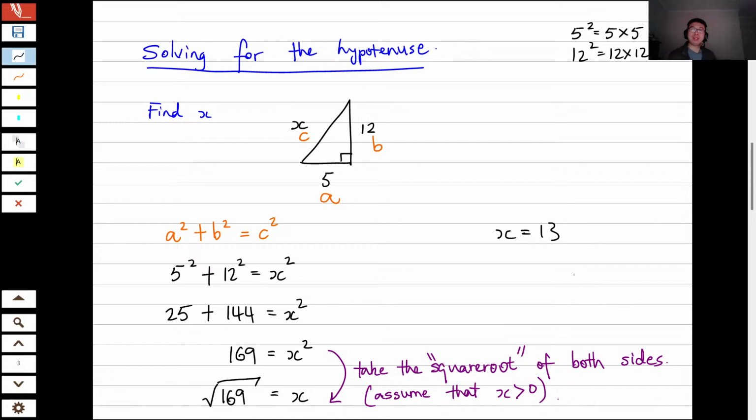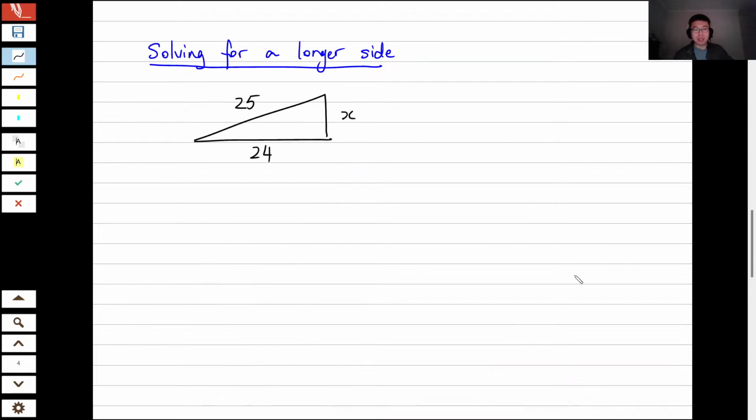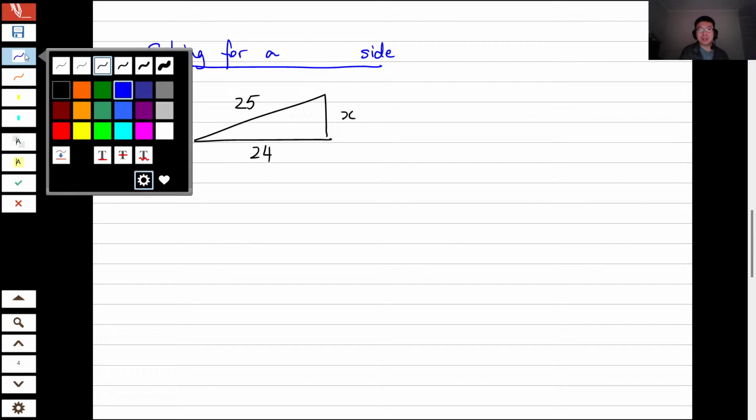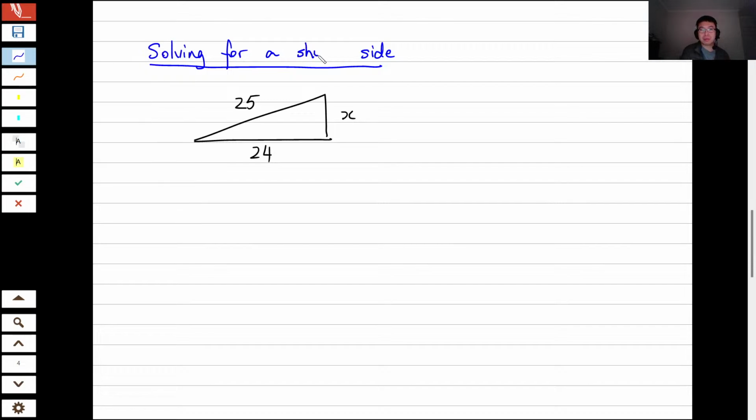You can follow this exact same process when there are decimals involved as well. Alright, let's do another example. This time, we want to solve for one of the shorter sides in the triangle. Now, notice I didn't label the right angle. That's very bad. We need to assume that this is a right angle to use Pythagoras' theorem.